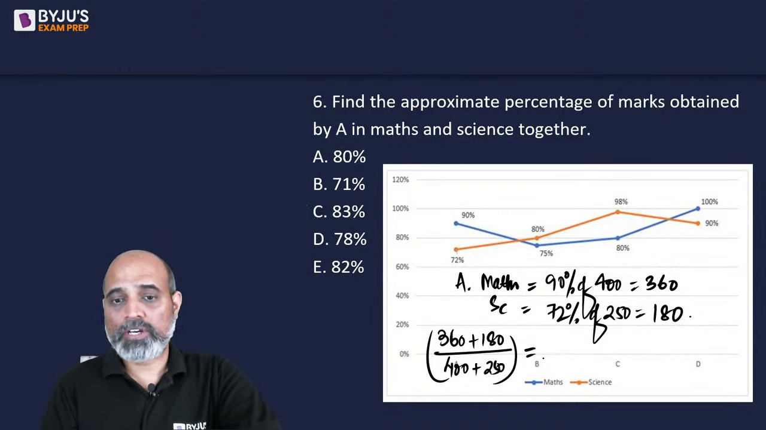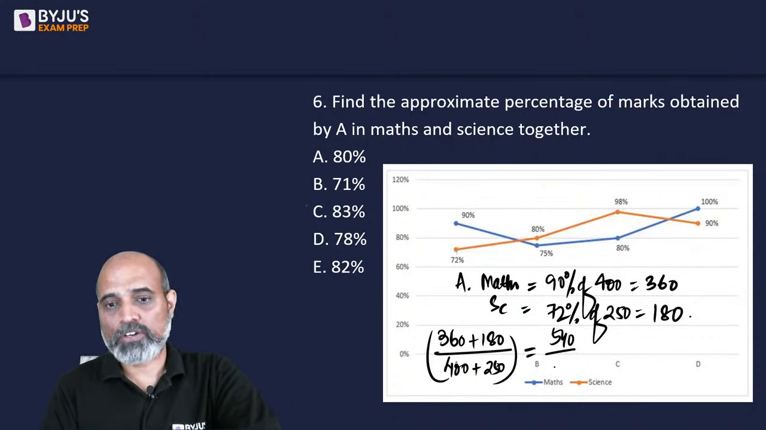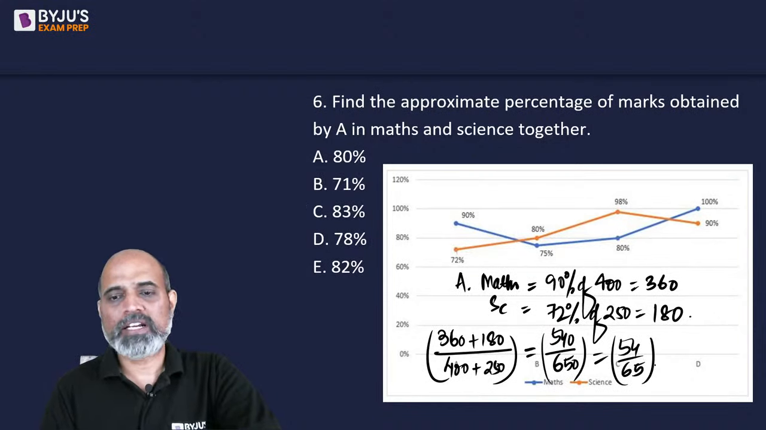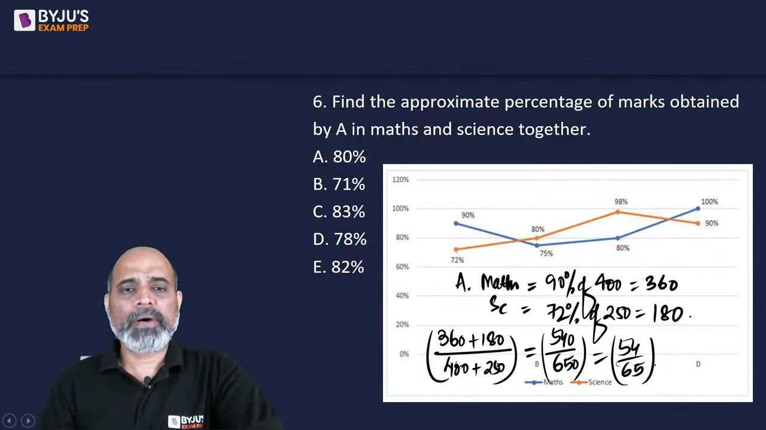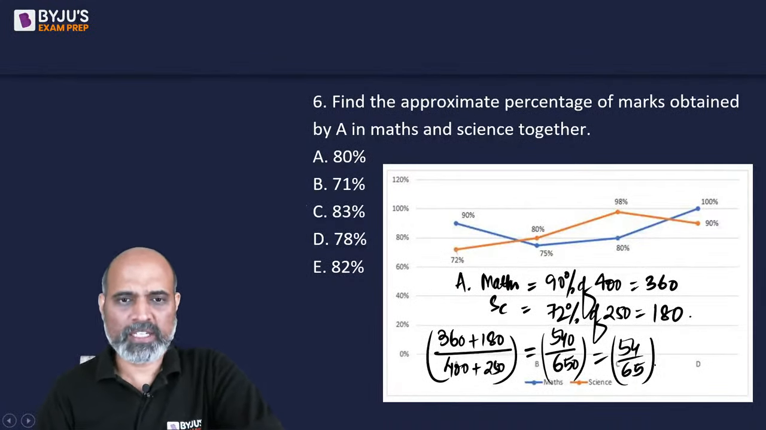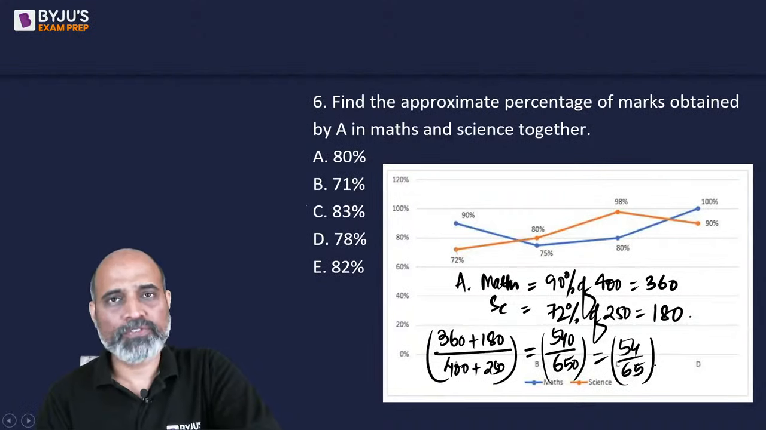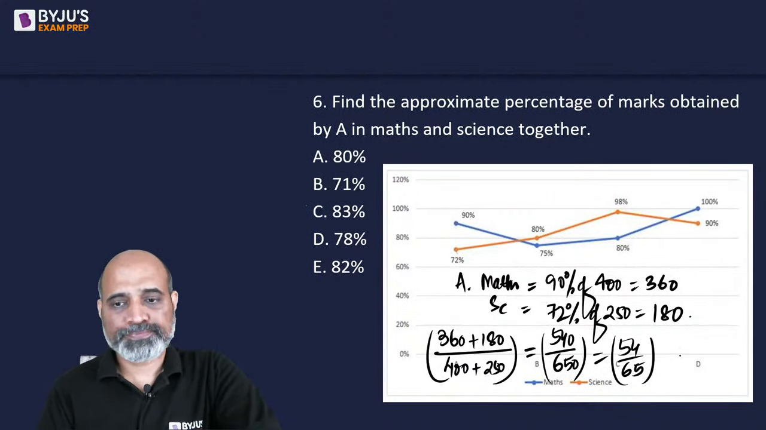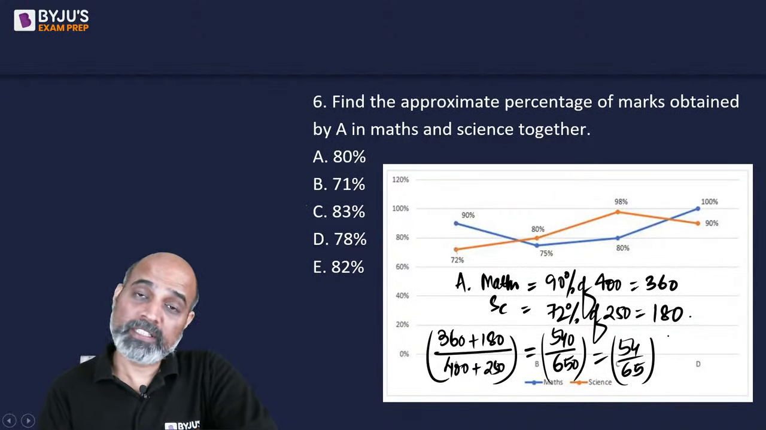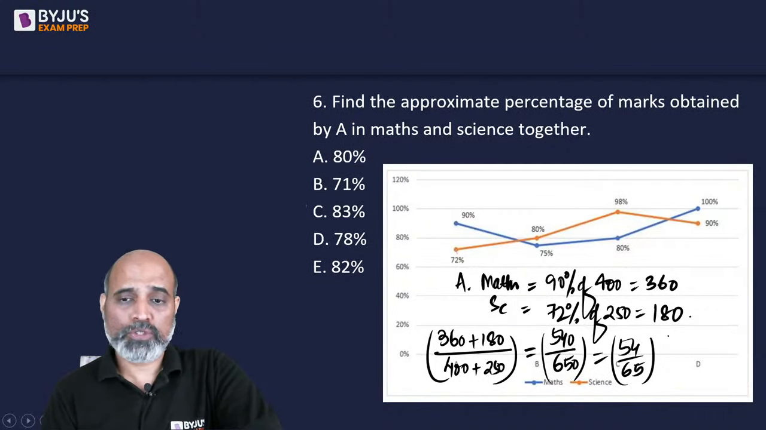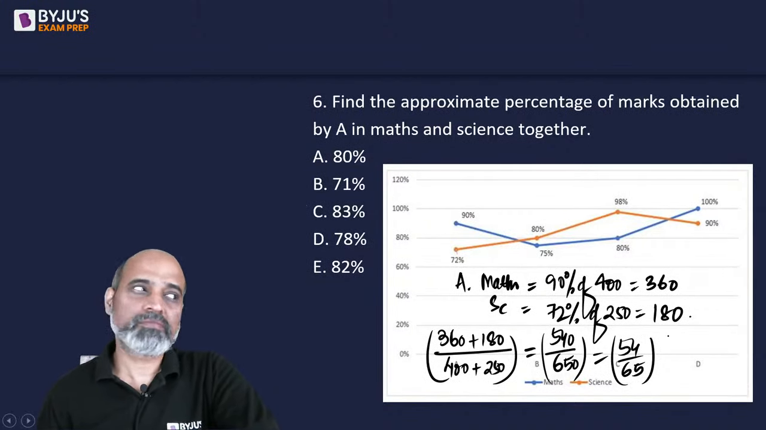So this is going to result in 360 plus 180, which is 540 out of 650, which can be simplified to 54 upon 65. We can't simplify this further. But the options are a bit far apart, except for 82 and 83, they are kind of close. So you should be good with percentages, right? So should we do approximation?